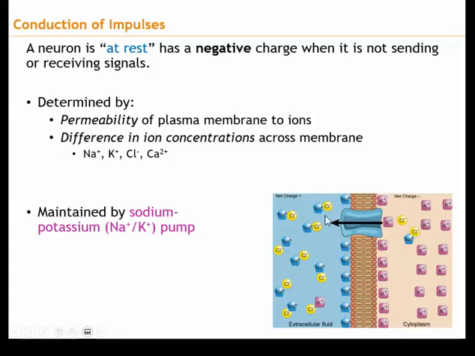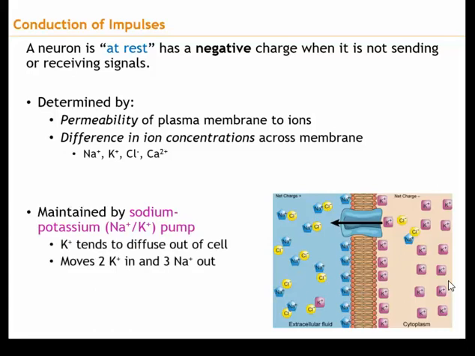We're going to talk about how each of these ions flow across the membrane, from inside to outside of the neuron, but they have to return back to equilibrium. So potassium will tend to diffuse out of the cell, which we see here from the cytoplasm to the extracellular fluid, and then sodium will move back into the cell. So it's going to move 2 potassiums in and 3 sodiums out. So 2 potassiums in for 3 sodiums. And we'll look at that more closely and we'll watch a video in just a second.